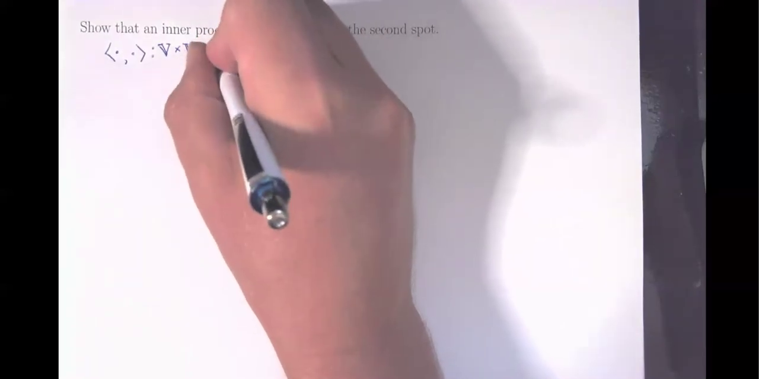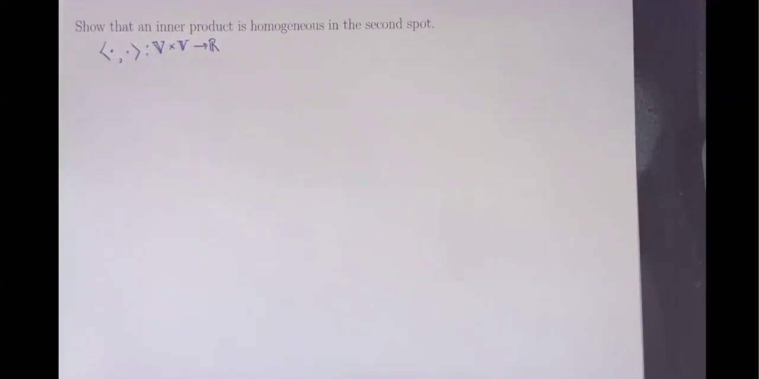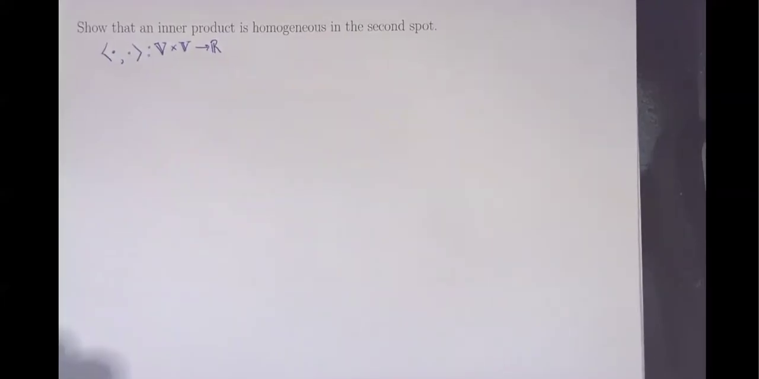So our inner product is going to take things from a vector space, and we're going to map things from V cross V to the reals. So we're not going to worry about the complex numbers right now. Okay. And of course, we need to satisfy a number of assumptions to be an inner product.